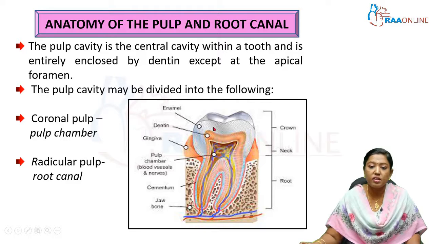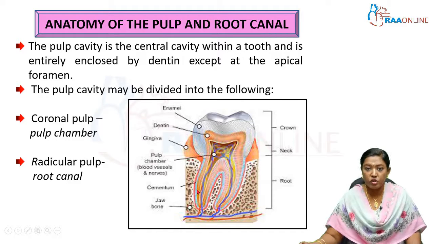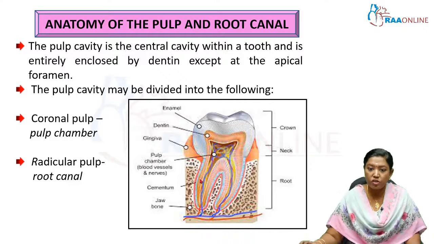As you can see here, the outermost layer of the tooth is the enamel, the second layer is the dentin, and innermost you have the pulp. There is your gingiva, the alveolar bone and the periodontal ligament. The tooth is held in position in the socket by means of the periodontal ligament, which are delicate fibers that anchor the tooth and hold it in the alveolar socket.